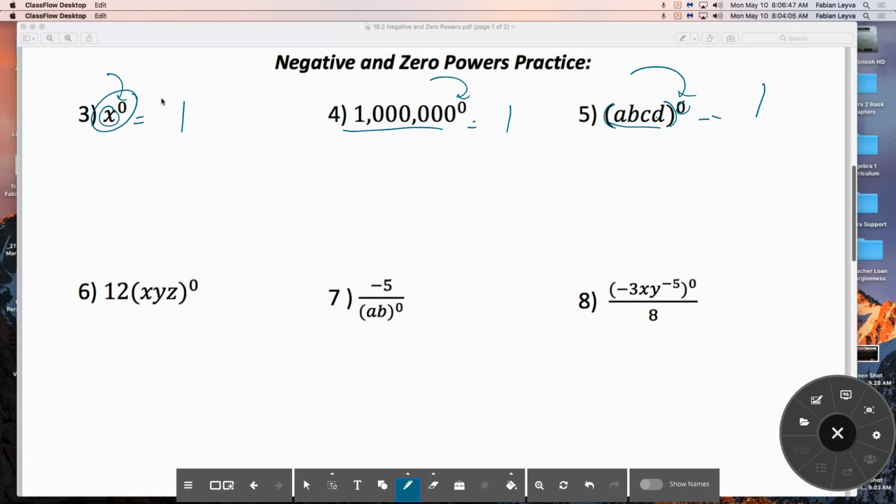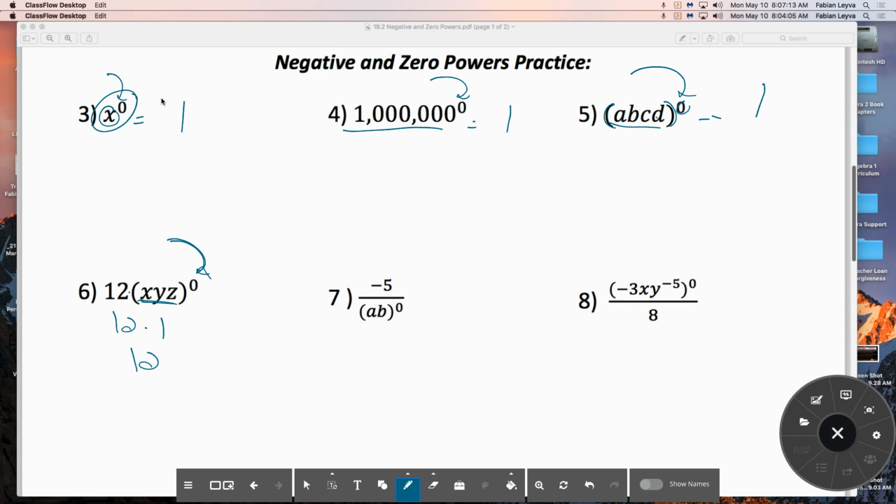Let's look at this. Now remember, if there's no sign in the middle, what operation is it? Times, absolutely. So this is 12 times x times y times z raised to the 0. Now keep in mind, what is all this garbage raised to the 0? What does that equal? 1. So this is 12 times the garbage, which we just found out equals 1. 12 times 1 is 12.